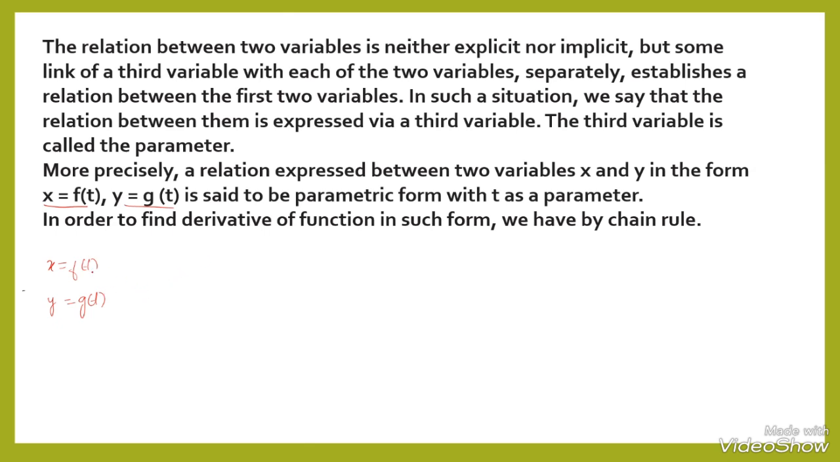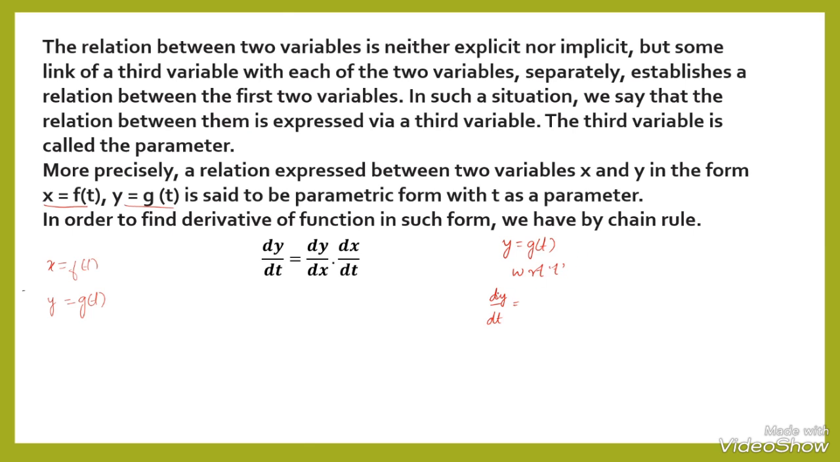We have to use the parameter to differentiate the function. After differentiating using the parameter, we can find dy by dx. Here there is dy by dt. Now I can differentiate y is equal to g of t with respect to the parameter, and we get dy by dt is equal to g dash of t.